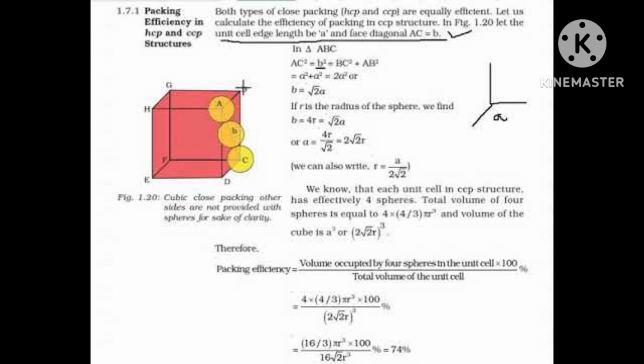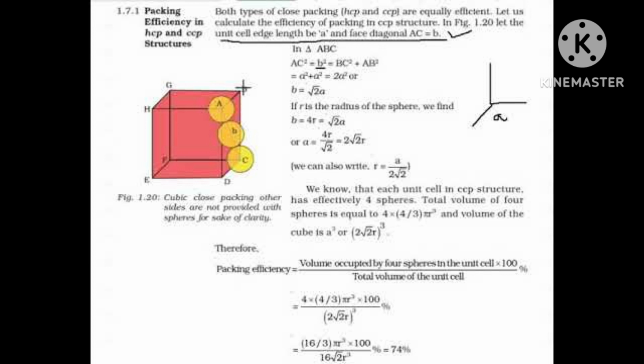One sphere volume will be 4 by 3 pi r cube. Then 4 sphere volume, you have to multiply by 4: 4 into 4 by 3 pi r cube. This is the total volume of 4 spheres, equal to 4 into 4 by 3 pi r cube.